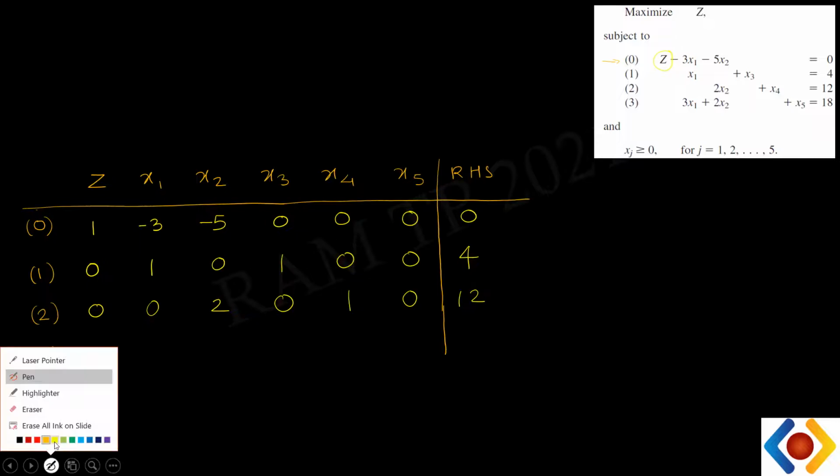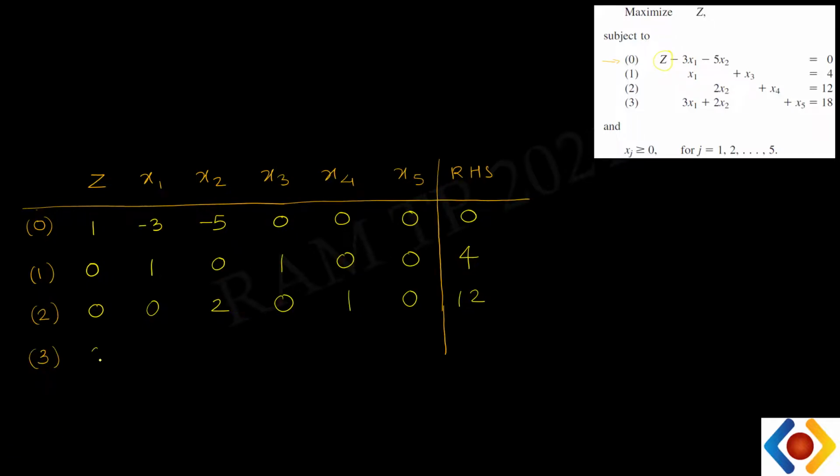Let's move on to the third equation. What's the coefficient of z? 0. x1: 3. x2: 2. x3: 0. x4: 0. x5: 1. Right hand side: 18.